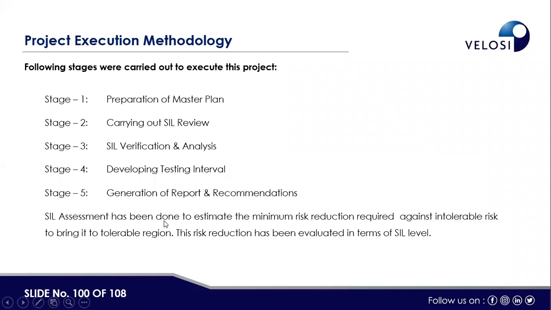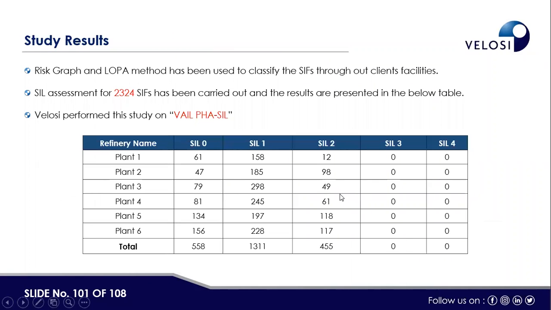So SIL assessment has been done to estimate the minimum risk reduction required against intolerable risk to bring it to the tolerable region. This risk reduction has been evaluated in terms of SIL level. So these are the results of our study. We are not mentioning the names of the client or the plant to maintain our agreement. So risk graph and LOPA method has been used to classify the SIFs throughout our client facilities.